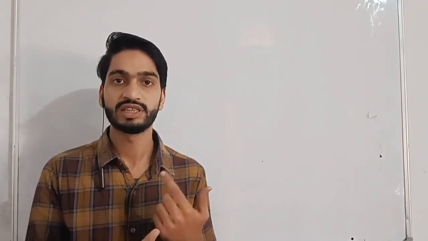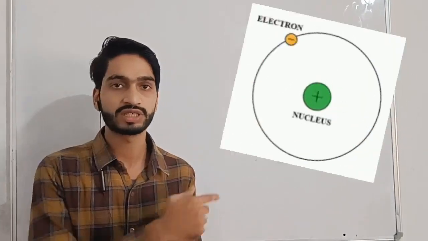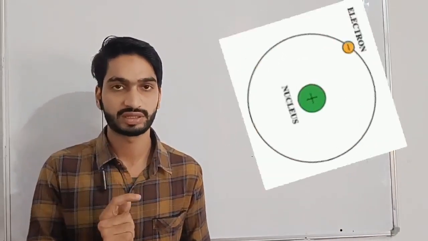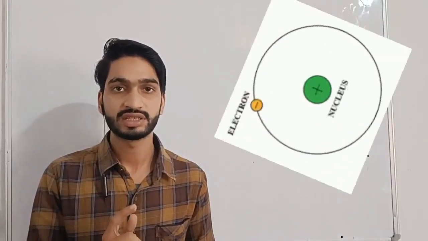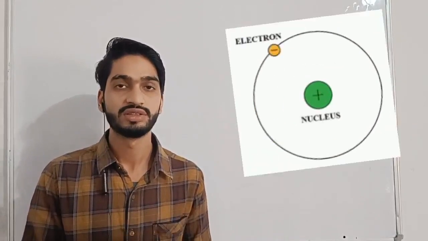The drawback of the Rutherford atomic model is this: he could not explain the stability of the atom. What is the meaning of stability of an atom? Electrons are continuously revolving around the nucleus, as you can see here, but electrons are radiating energy, so electrons should fall into the nucleus, but this does not happen. So this drawback was corrected by Sir Niels Bohr.